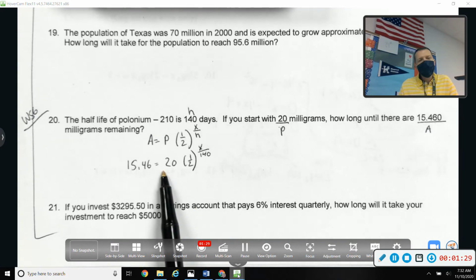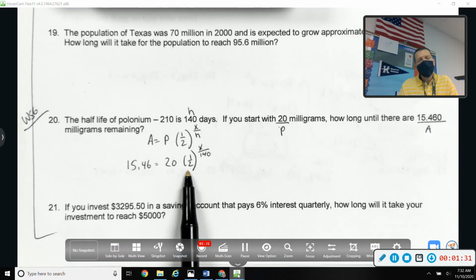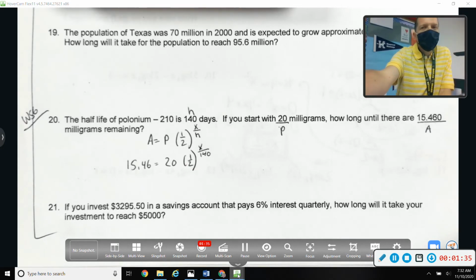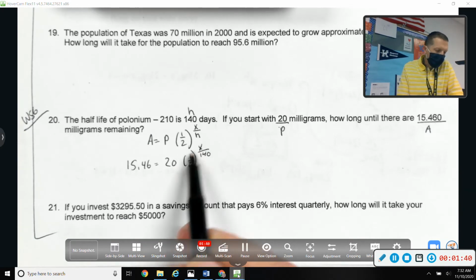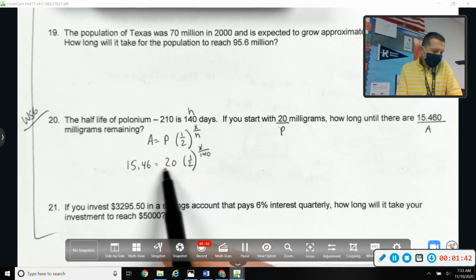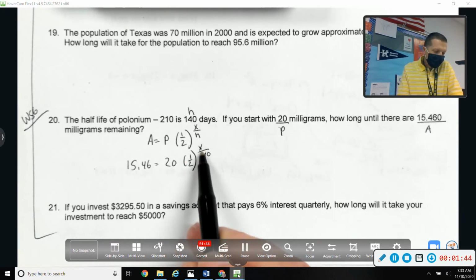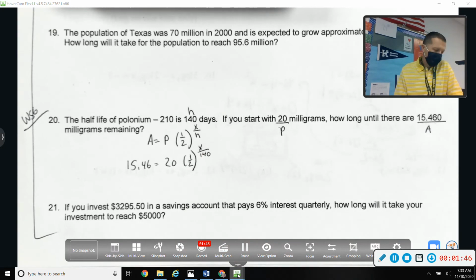Please, please, please do not multiply 20 times 1/2, right? Because you got to use order of operations, and you can't multiply before exponents. So you don't say that this is 10 to the x over 140. That's not going to work. Let's instead divide by 20.